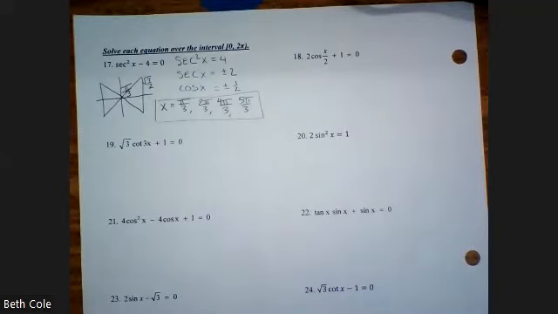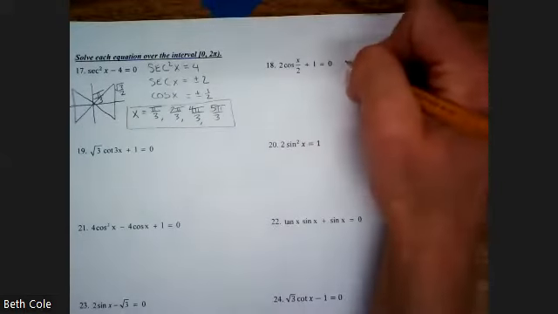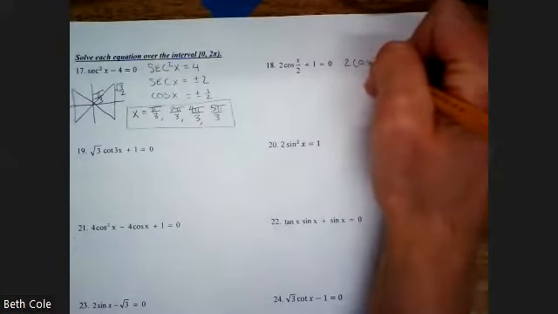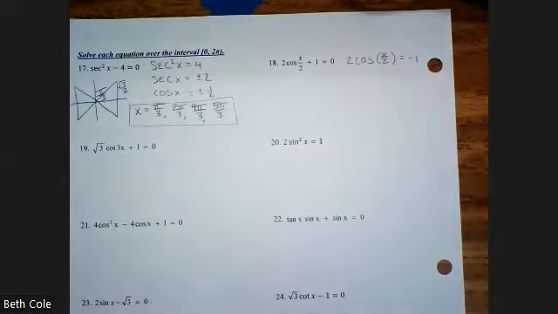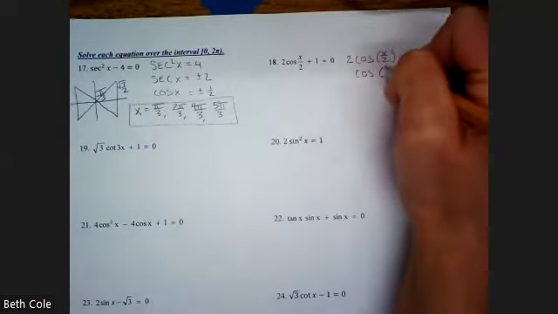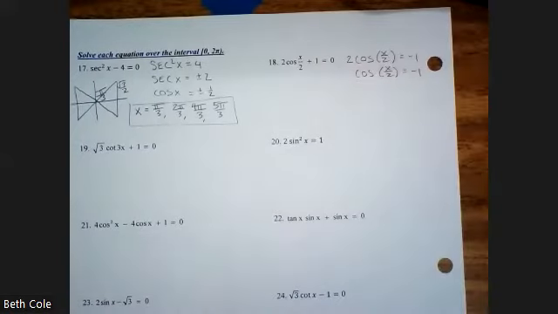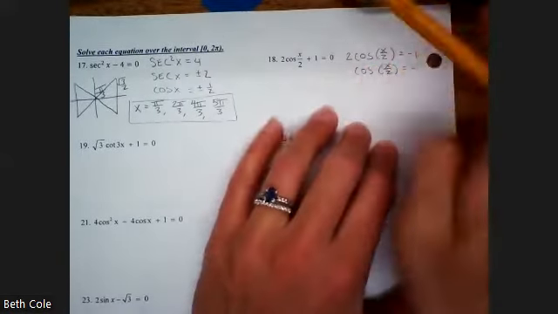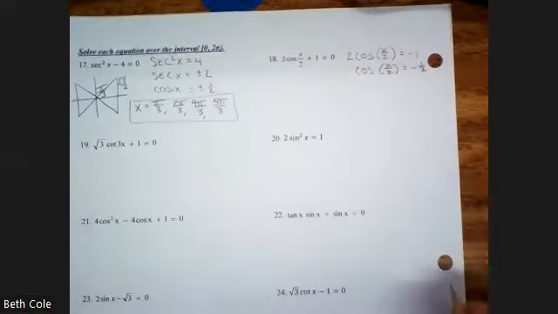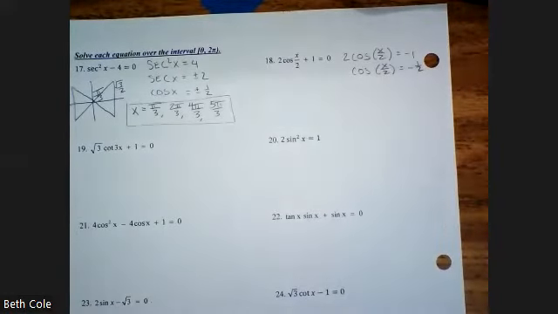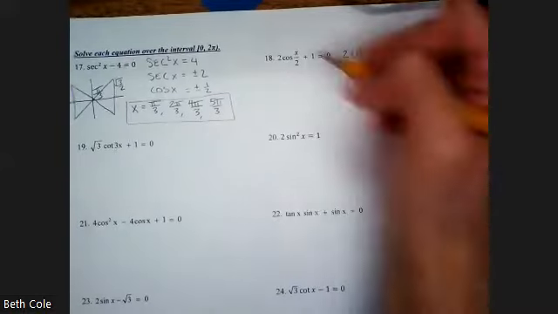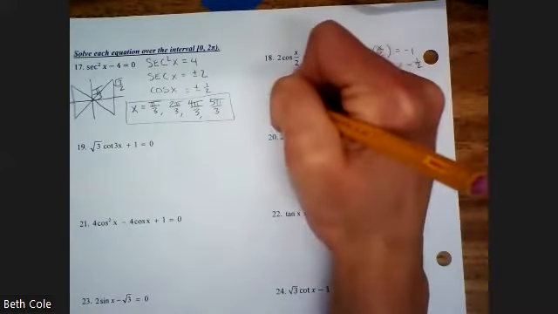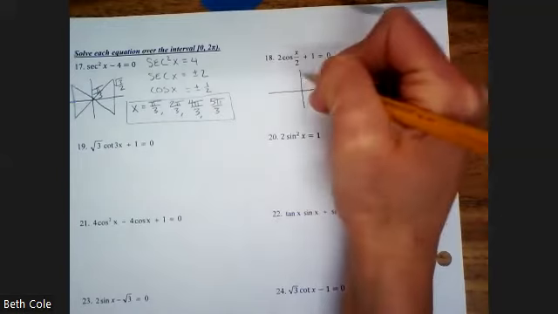All right, number 18. You would subtract the 1, so 2 cosine x/2 equals -1, and then divide by 2. Oops. I said divide by 2, and then I didn't do it. Now we do have to worry about what quadrants we're in for this one, because it's not plus and minus, it's just negative. Cosine is the x value, and it's negative. So what quadrants is x negative in? 2 and 3. Good, you went to the left.